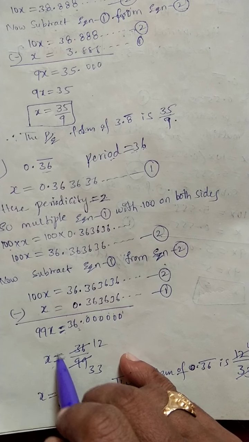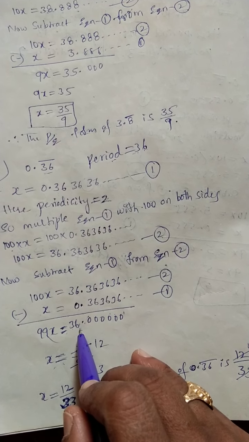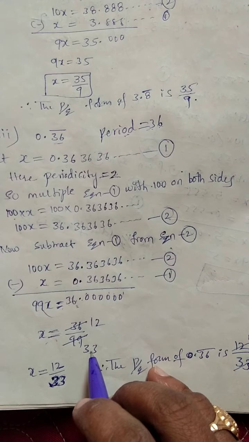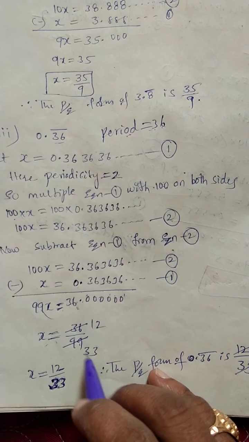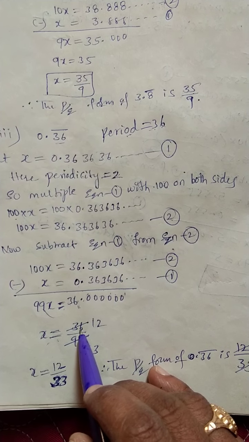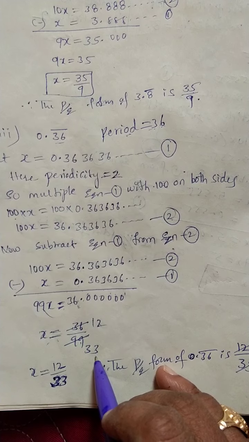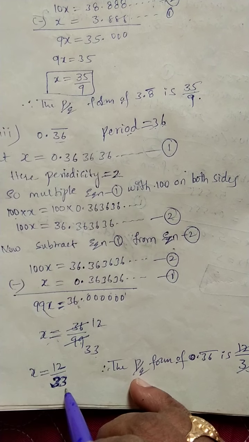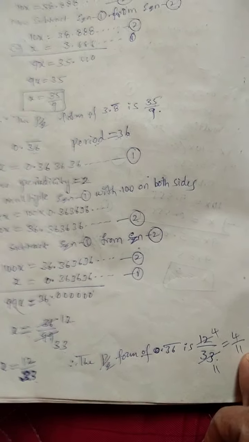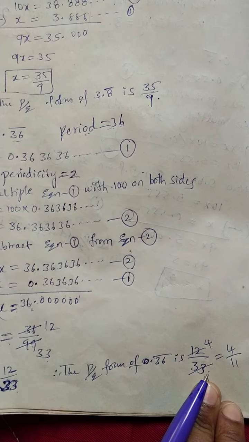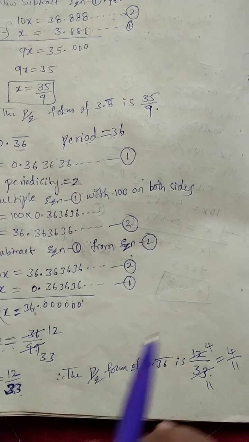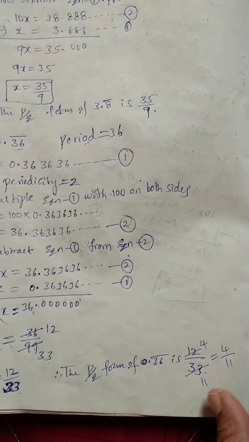Okay, x is equal to 36 by 99, transpose of multiplication, division. Okay, now you can use the 3 table. 3 3s are 9, 3 3s are 9. Okay, now 3 1s are 3, 3 2s are 6. Okay, 12 by 33. Okay, if any cancellation is also there, you can do the cancellation. 12, we can take 3 table now. 3 11s are 33, 3 4s are 12. So 4 by 11 is the p by q form of 0.36 bar.